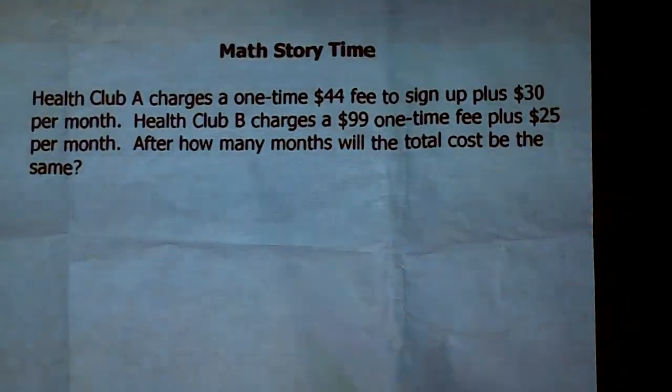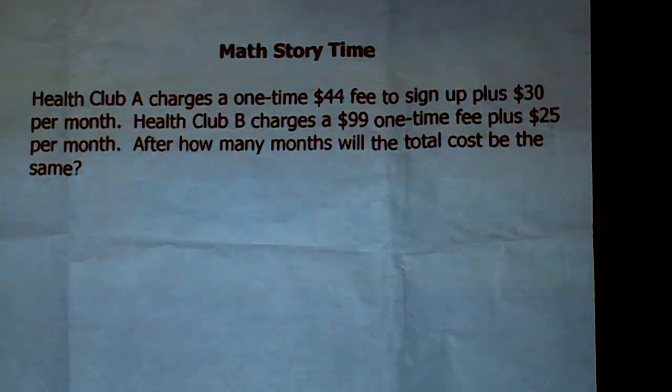So Health Club A, they charge a one-time fee of $44 to sign up for their club. Then, in addition to that $44 one-time fee, you have to pay $30 a month. Health Club B charges $99 one-time fee, and they charge $25 every month. My question to you is, after how many months will the total cost be the same? So I'm basically asking you, when will the Health Club A cost be the same as Health Club B cost?